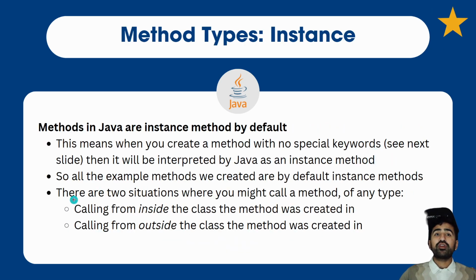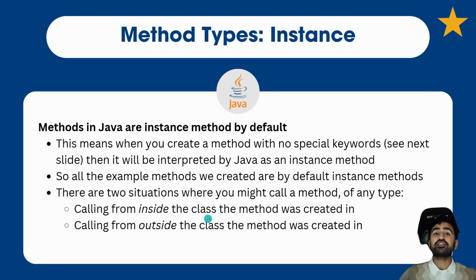So there are two situations where you might call a method. And this is going to help us with some shorthand. It's going to be important, especially when we get to classes. You can either call from inside the class where you created the method, or you might be calling from outside the class where the method was created. It turns out for inside the class, there are some shortcuts.